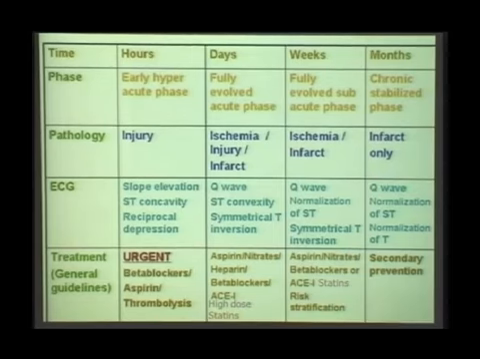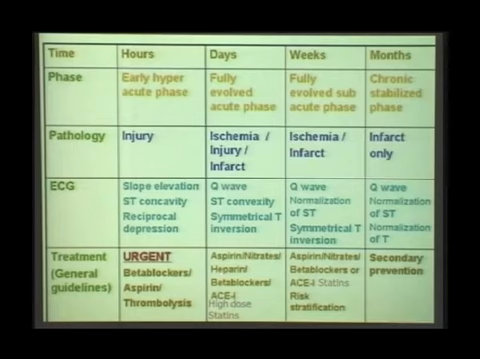So we have 4 phases: early hyperacute phase, fully evolved acute phase, subacute phase, and chronic stabilized phase. The pathology in the early hyperacute phase is injury. So you have 3 signs: slope elevation, concavity upwards, reciprocal depression; urgent thrombolysis, aspirin, clopidogrel. Whereas in the fully evolved acute phase, the pathology is central area of infarct, surrounding area of injury, surrounding area of ischemia. Infarct is Q wave, injury is ST elevation, convexity upwards, ischemia is symmetrical T wave inversion.